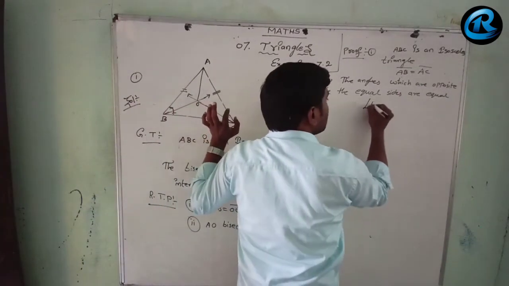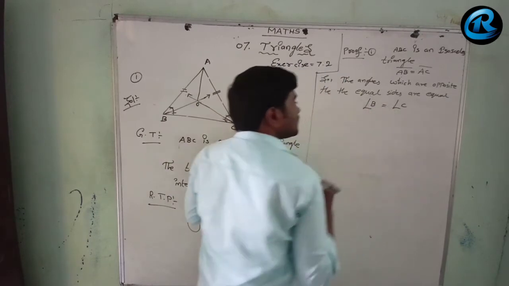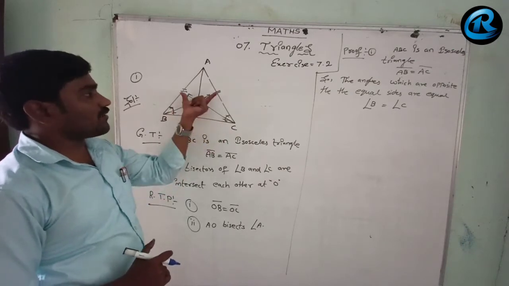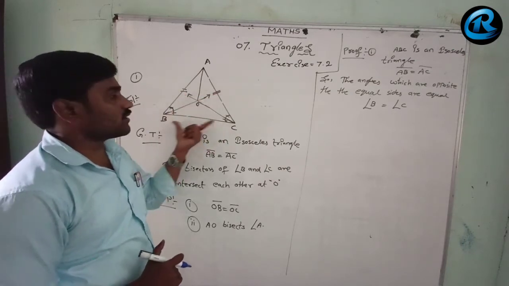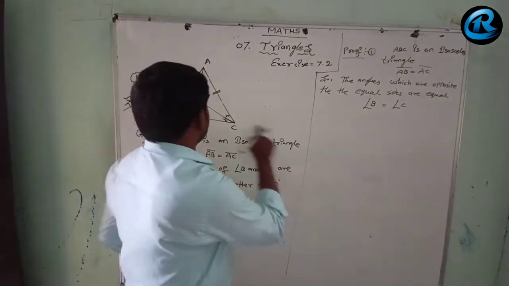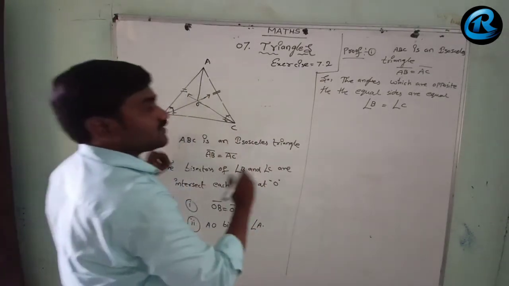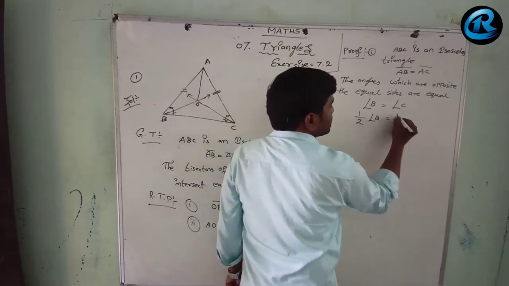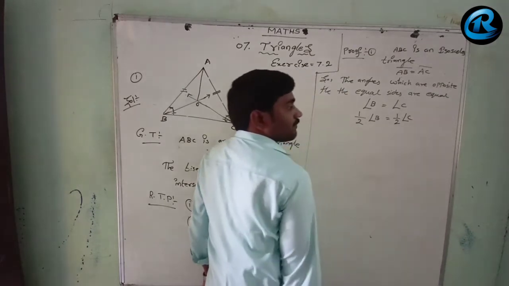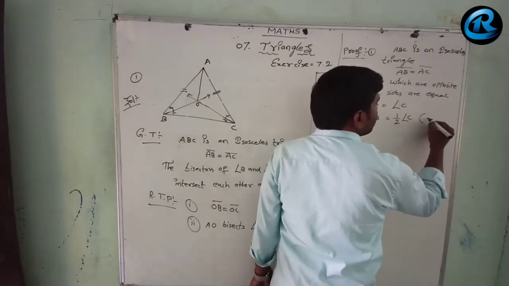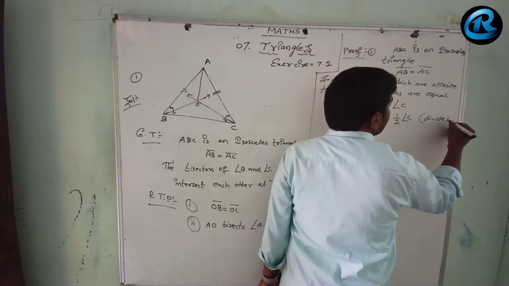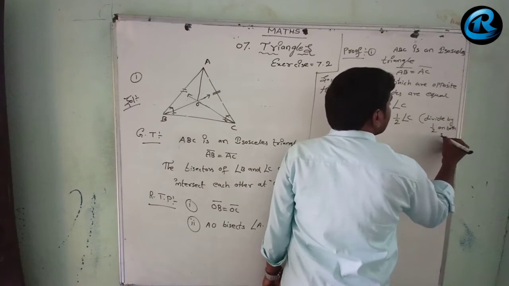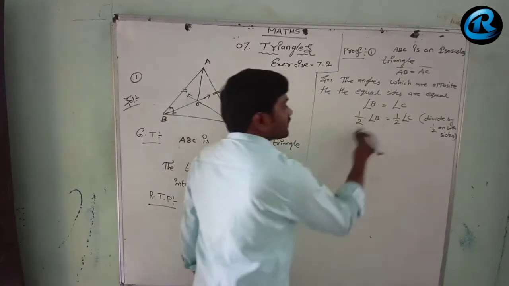So that's what I write here: angle B equal to angle C. The angles which are opposite to these two sides are equal. So what do we do now? The bisectors of angles B and C. So let us divide by 1 by 2 on both sides.